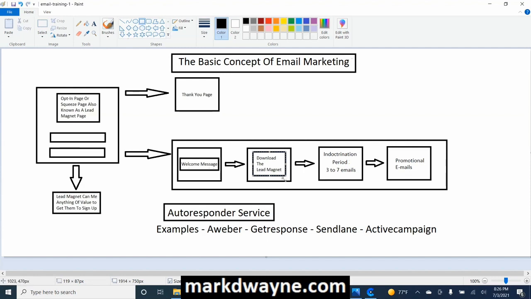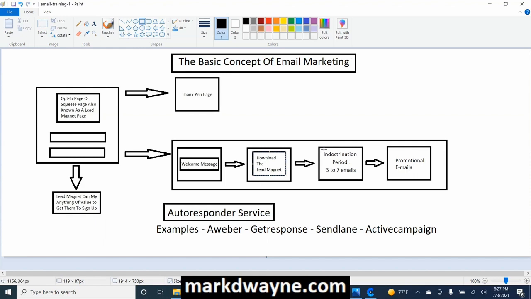After the download the lead magnet page, it usually sends them to what is known as an indoctrination period. That's where they can get to know you as a person. They know that you're a real person. You're developing a relationship, and you do that with about 3 to 7 emails of different things. You might give them free offers, a picture of yourself, or a video about yourself. You try to have a relationship with them, so they're not surprised or saying, "Who's that guy?"